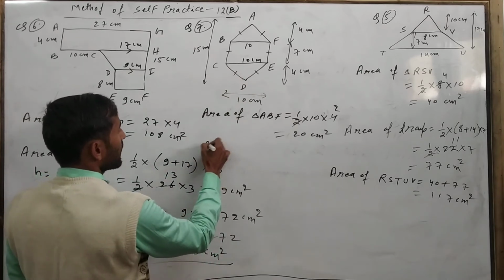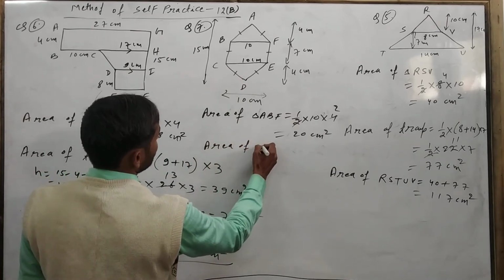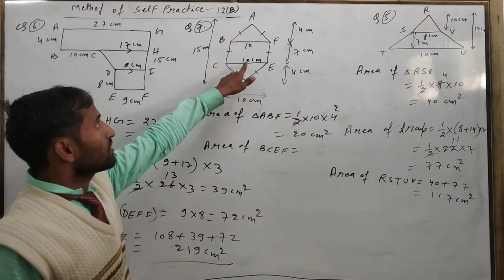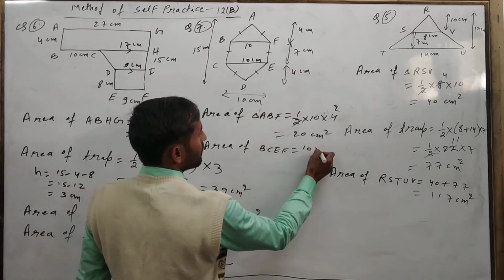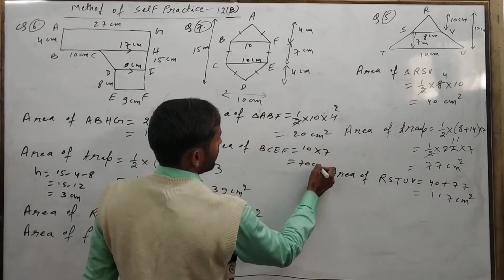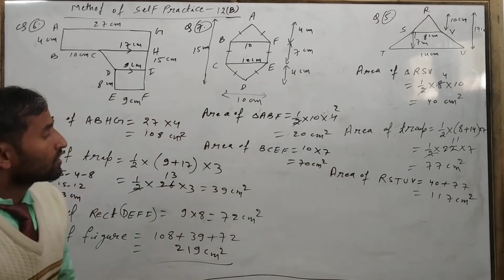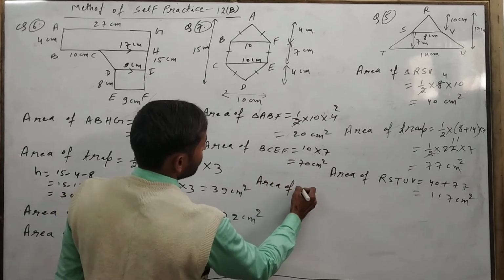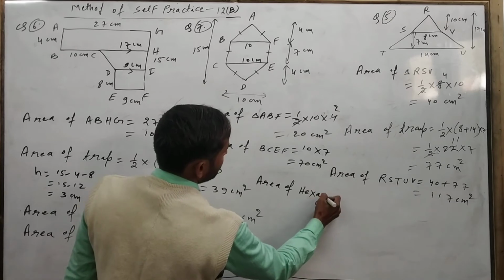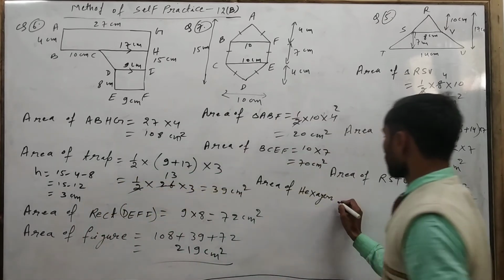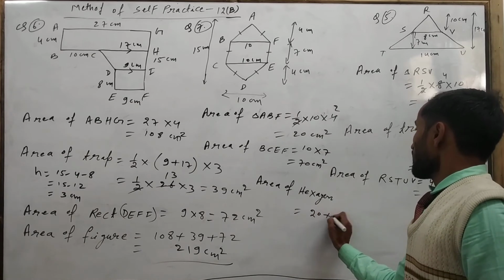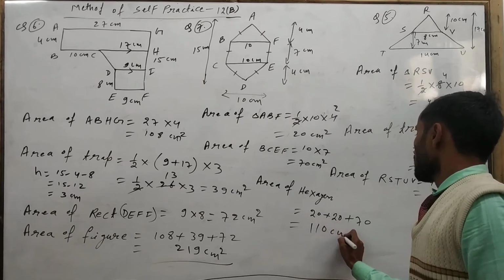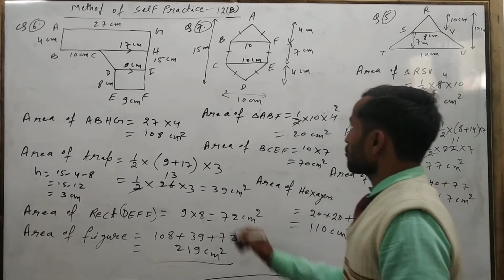Now we have to find the area of the rectangle. Area of rectangle BCEF is equal to length into breadth. So here length is 10 and breadth is 7. So 10 into 7, it will come 70 centimeter square. Now we will add all three. The third one is also 20 centimeter square. So the area of the hexagon by the first method is equal to 20 plus 20 plus 70. Okay, so it will come 110 centimeter square, the area of the hexagon. This is the first method.